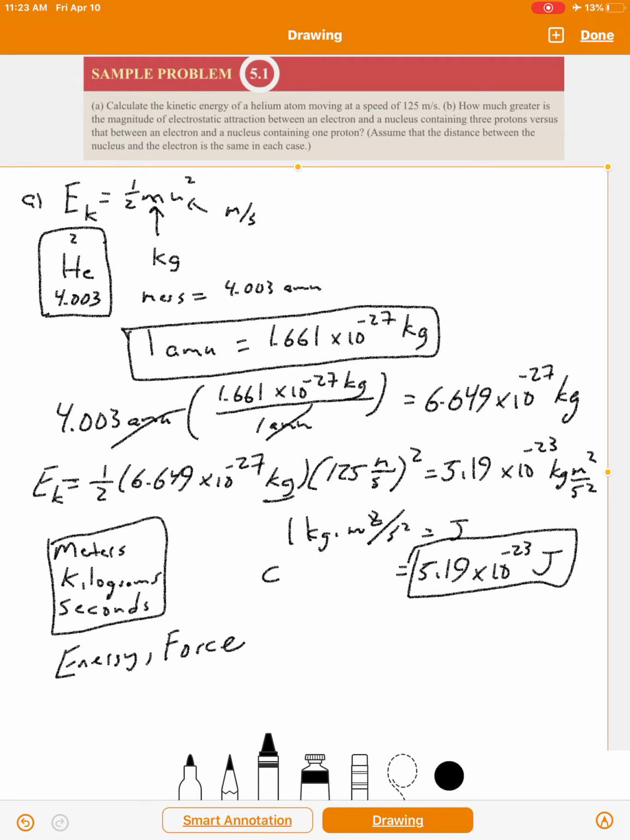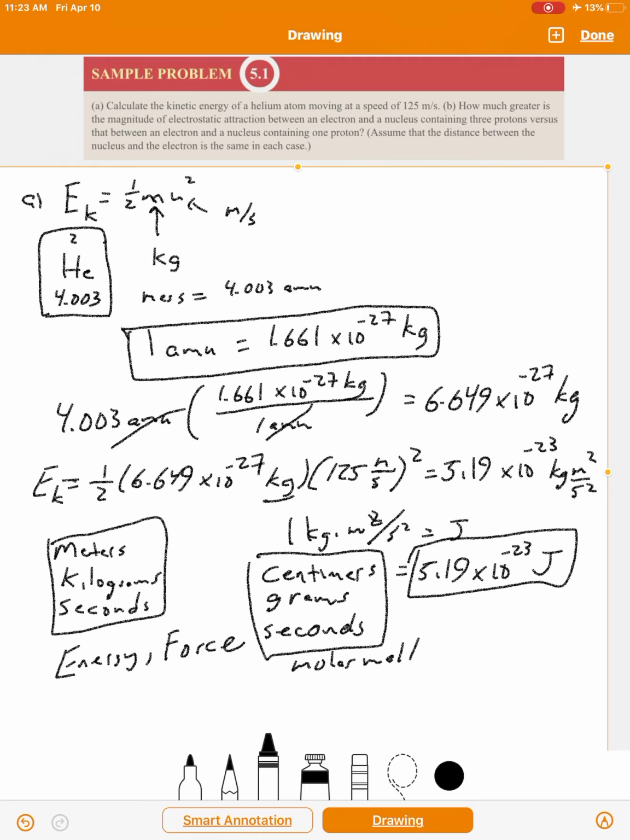Chemists often use centimeters, grams, and seconds. And this causes some confusion. This is called the CGS system, centimeters, grams, and seconds. We often use these in calculations involving things like molar mass, right? Grams per mole. Or density, for example. In density, we use centimeters cubed for the volume, right? A milliliter is a centimeter cubed. So grams per centimeter cubed, that's a CGS calculation.